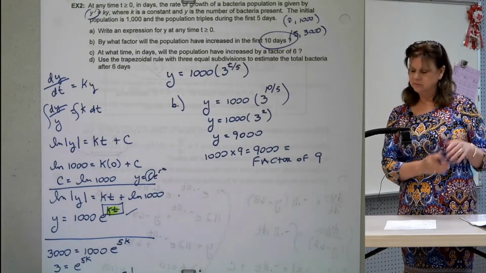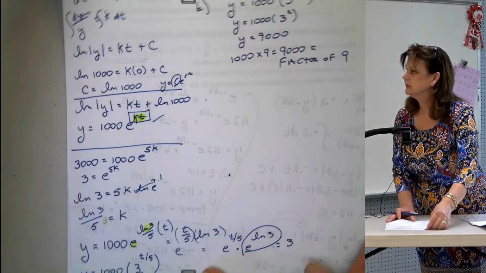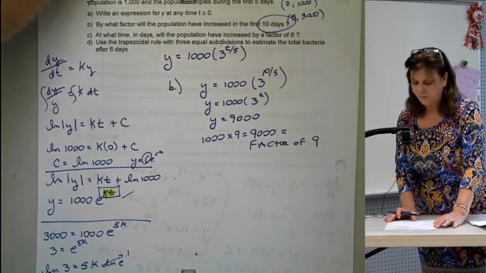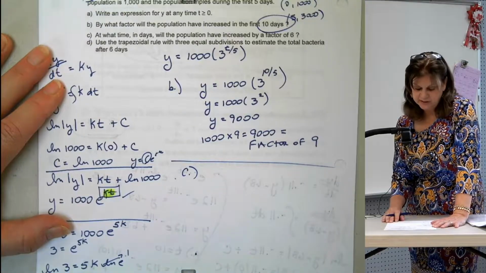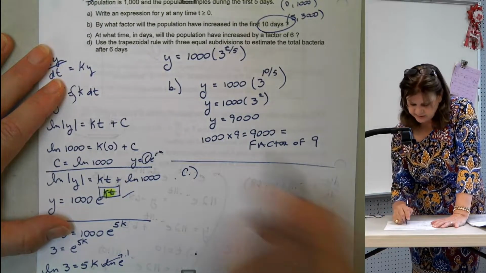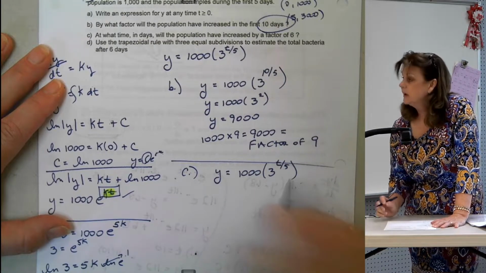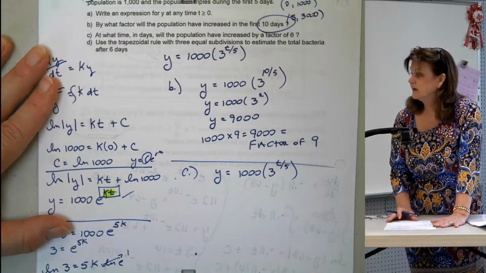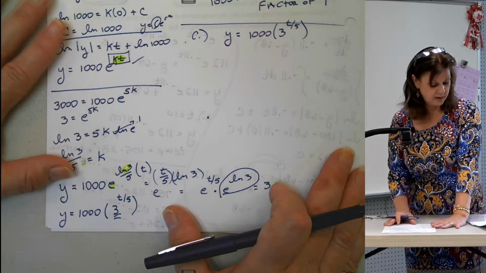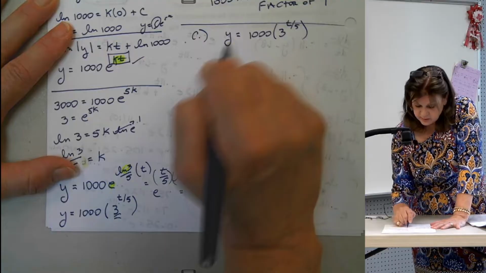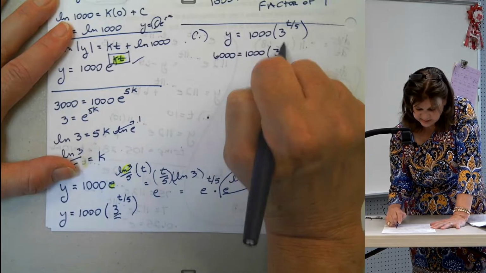Again, once you get through this side of the page, it really isn't that difficult after here. Okay, C. At what time in days will the population have increased by a factor of 6? So again, let's go back to our equation. And now they're telling us we will have increased by a factor of 6, and they want to know how long that's going to take. I'm going to put that up on the screen there. All right, so now I know 6,000 is 1,000 times 3 to the t over 5.